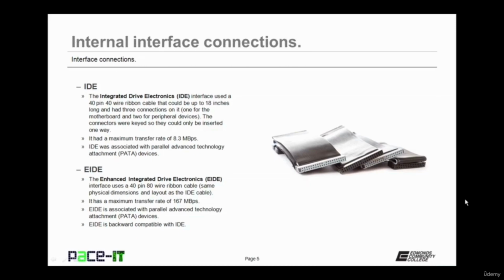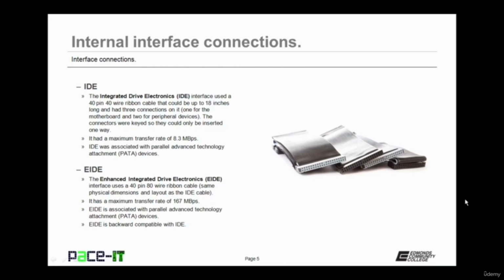Well, we found out that IDE just wasn't quite enough, so they came up with EIDE, the Enhanced Integrated Drive Electronics Interface. It used the same 40-pin connection that the IDE used, but it used an 80-wire ribbon cable. But it had the same physical dimensions as the IDE cable. Now, EIDE could achieve transfer rates of up to 167 megabytes per second. Man, that was a whole lot faster. EIDE is also backwards compatible with IDE.